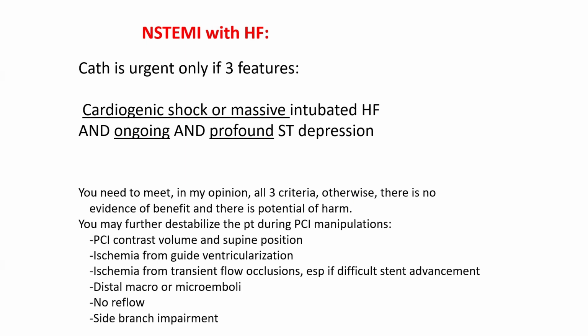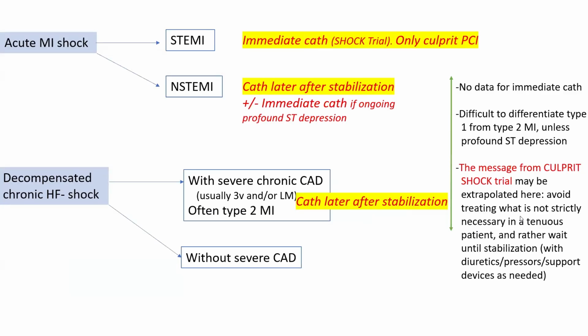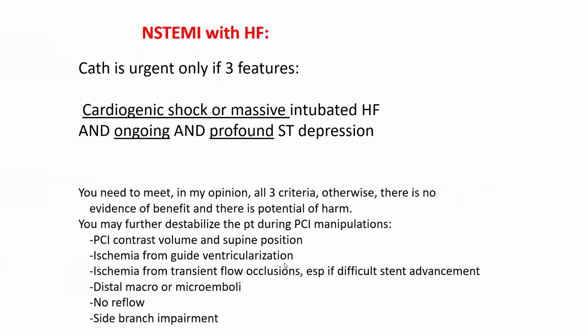One, because there is no evidence of benefit, and two, because there is potential of harm indirectly proven via the CULPRIT-SHOCK trial, where we know we should avoid treating what is not strictly necessary in a tenuous patient and rather wait until stabilization. Now, how can you get destabilized with urgent cath, especially urgent PCI? PCI manipulations can destabilize the patient via the following: the PCI contrast volume and supine position, but also very importantly, ischemia from guide engagement, especially if you have ventricularization of the guide, ischemia from transient flow occlusions, especially if you have difficult stent advancement and calcium, distal macro or micro emboli that would destabilize a patient who has at baseline preserved myocardial perfusion and TIMI flow.